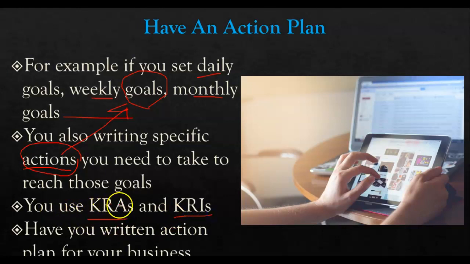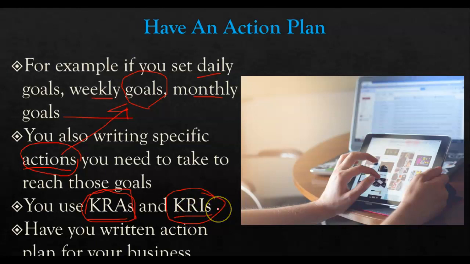So we have key results areas and key results indicators. This is the same as KPA and KPI. So you are going to need key results areas. Which areas do you think you need to produce results? Daily, weekly, and monthly. You need to write them down. And then the indicators.